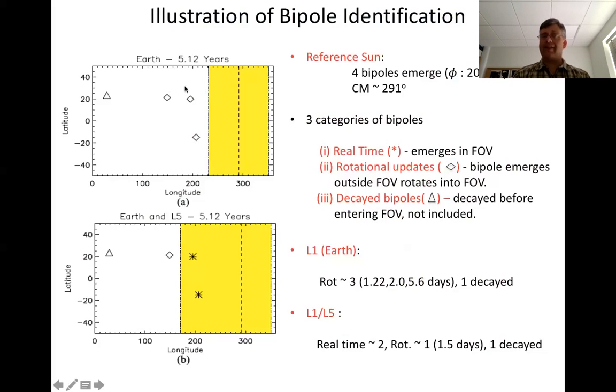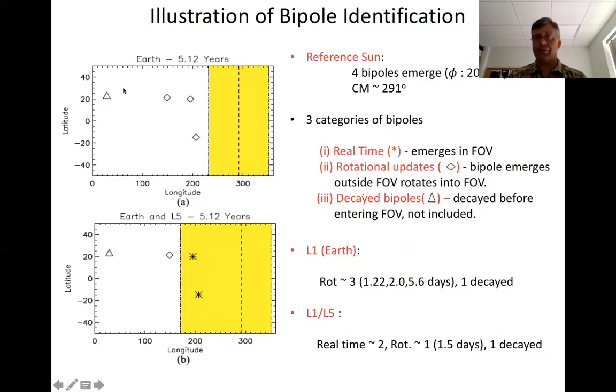Now, the key aspect here is that anytime you include a dipole late as a rotational update, you've missed some of its evolution. It has emerged on the backside of the Sun, energy has been injected into the field by surface motions and so on. You can't include that energy in your simulation. All you can do is include that dipole at the earliest possible time within your simulation and then continue the simulation on. In terms of the L1 plus L5 case, there is only 1 dipole that's included in rotational update just 2 days later.